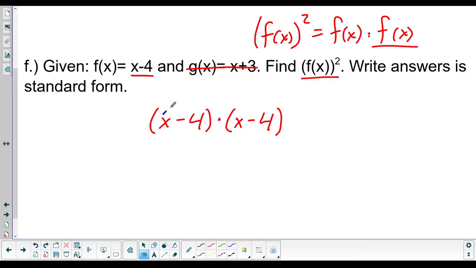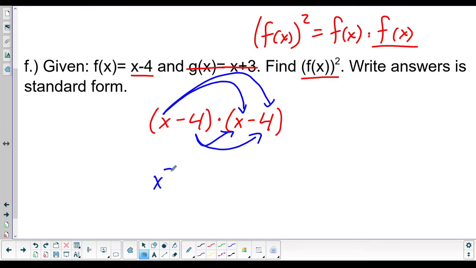So we're going to do x times x, x times negative 4, negative 4 times x, and negative 4 times negative 4. So x times x is x squared. X times negative 4 is negative 4x. We're done with that term. Negative 4 times x is negative 4x again. Negative 4 times negative 4 is positive 16.